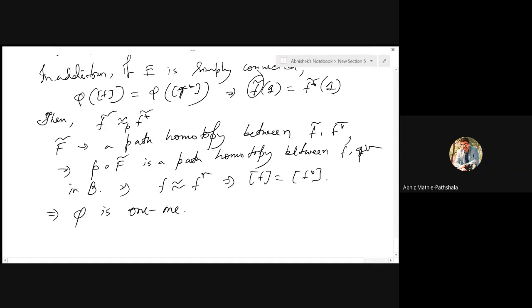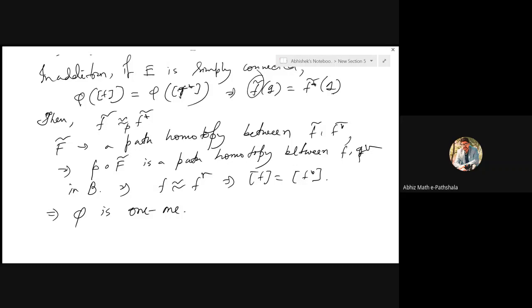So thus, if you have a simply connected domain space and you have a covering map from the domain space E to B, specifying that P of E naught is B naught, then you can say that if the domain space is path connected, then the lifting correspondence will be a surjective map. And in addition to this, if the domain space is simply connected, then the lifting correspondence will be 1-1.